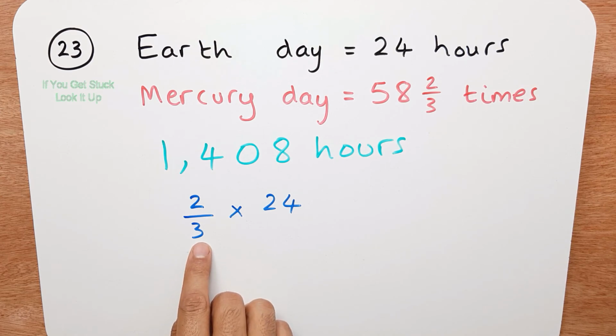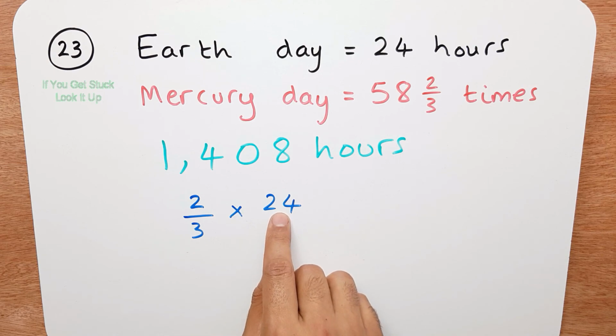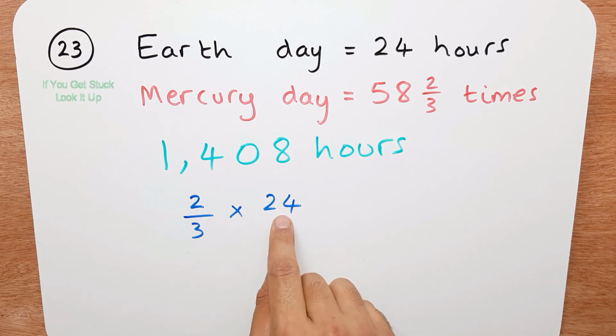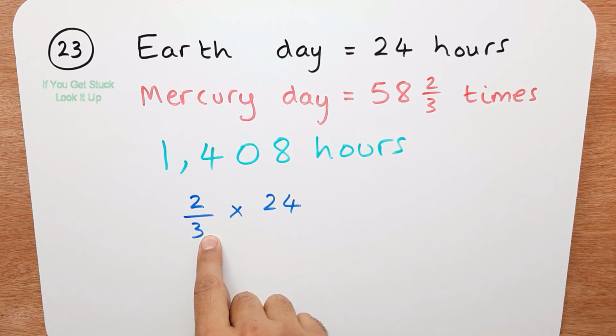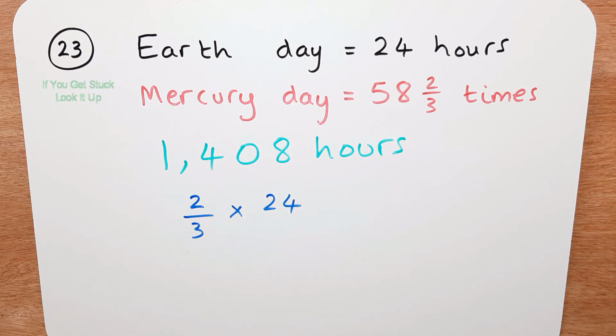Now I just want to quickly go through this. Another way of doing 2/3 of 24 is to do 24 divided by the bottom multiplied by the top. So 24 divided by 3 is 8, times 2 is 16. So the answer is exactly the same as before.